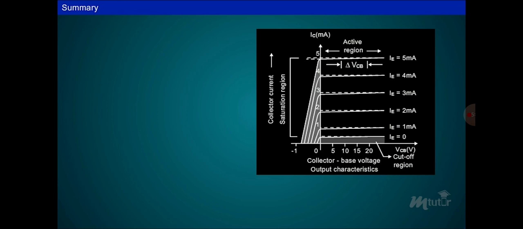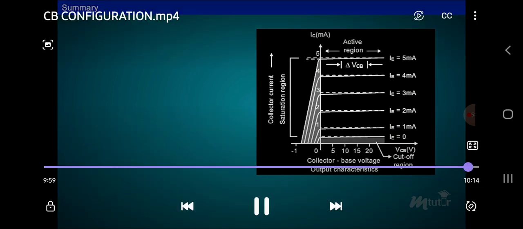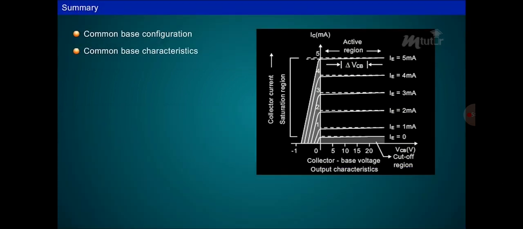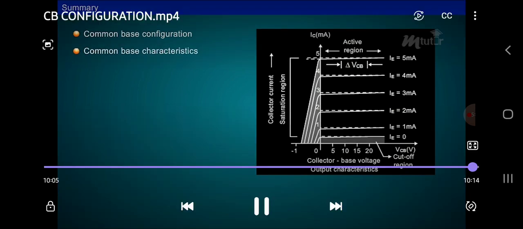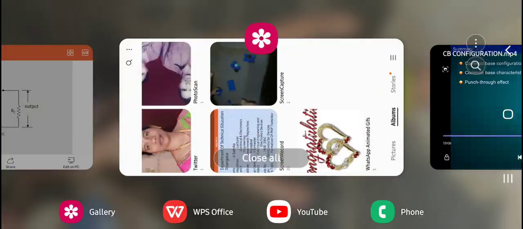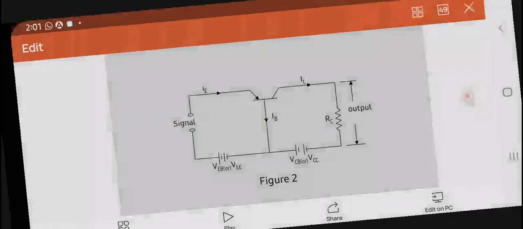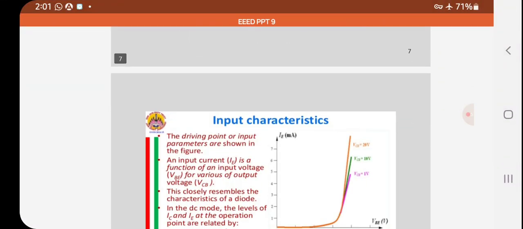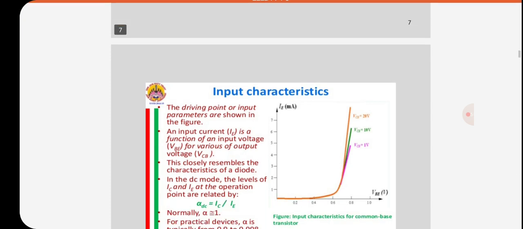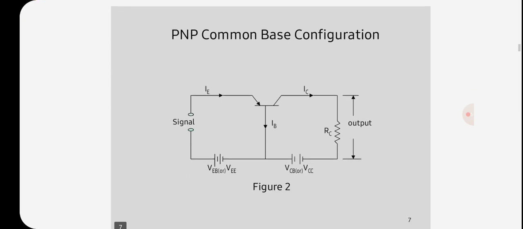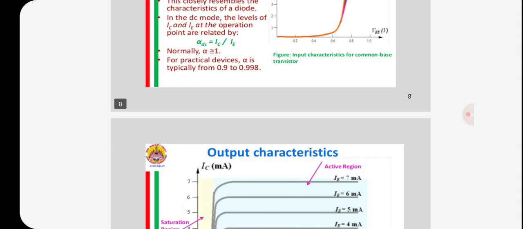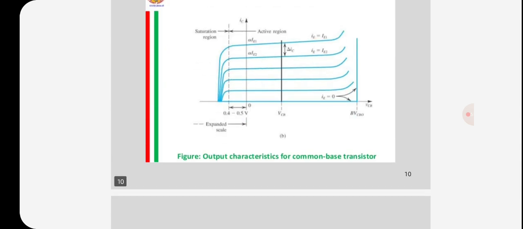Summary. In this topic, we have learnt common base configuration, common base characteristics, punch through effect. In YouTube you can watch the common base input characteristics and output characteristics.